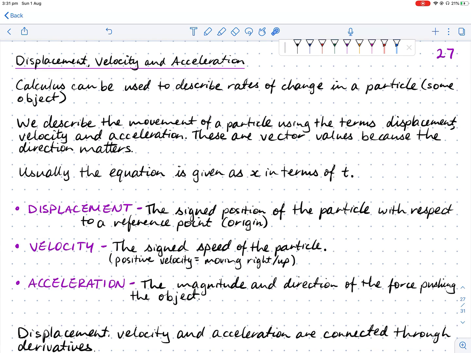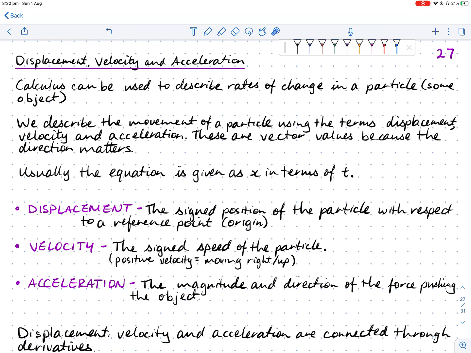When looking at rates of change, the most typical rate of change we talk about is speed. So when we're looking at speed, we're comparing the distance that a particle or an object has traveled with respect to a certain amount of time. So when we're working with calculus, we can use this to describe these rates.